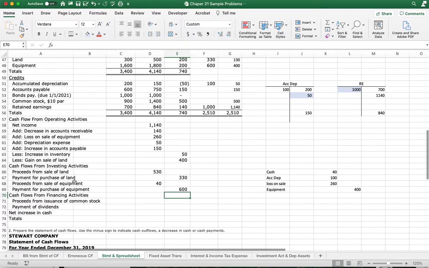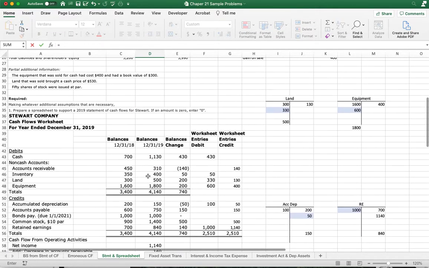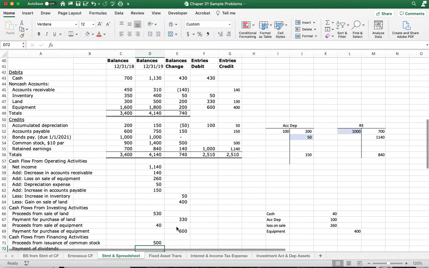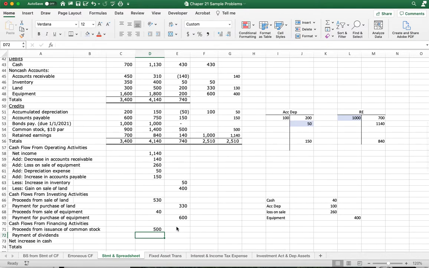And then we move into the cash flows from financing activities. We have the proceeds from the issuance of common stock. Let's see. We have 500 here. And our payment of dividends, we calculated as 1,000 in our retained earnings T account.